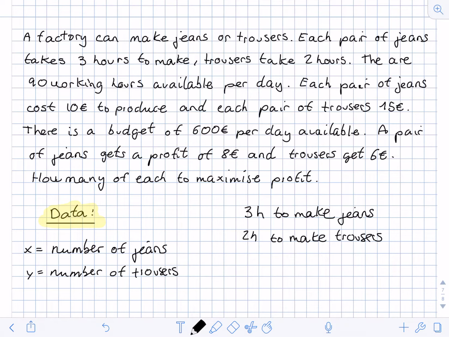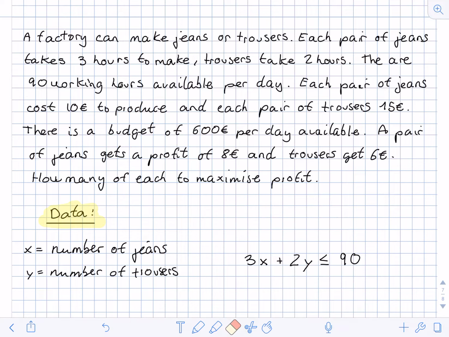Which means that the number of hours, 3 multiplied by X, which is the number of jeans, plus 2 hours to make each trouser, by the number of trousers we're going to make, has to be less than or equal to 90 working hours. That's the maximum, so at maximum it has to be 90. Okay, so we leave it there.